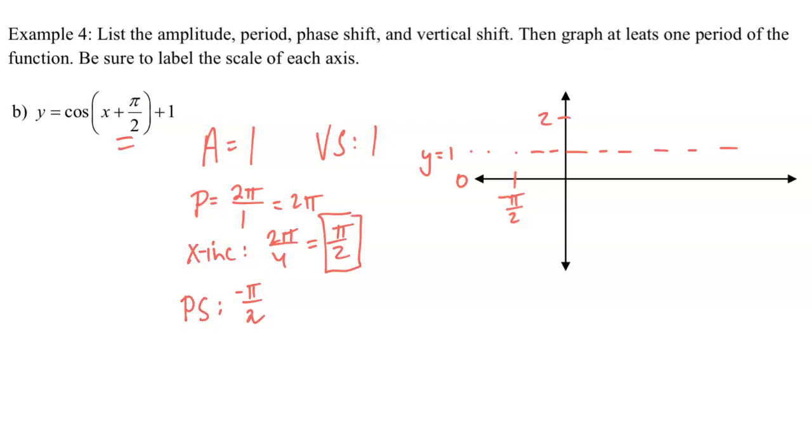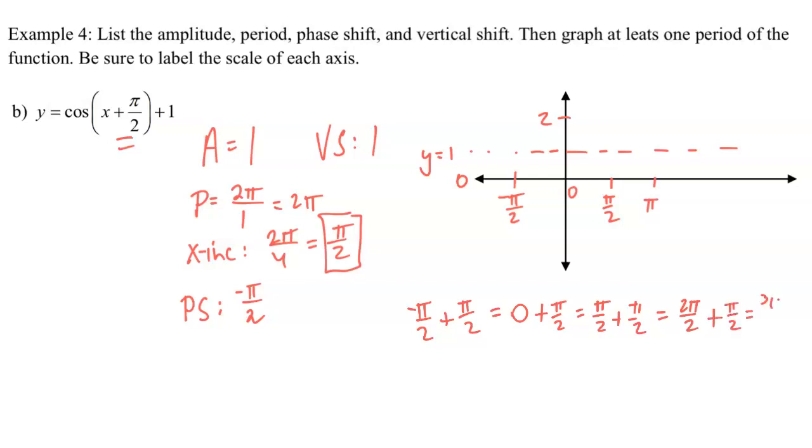So negative pi over 2 plus pi over 2, I can write that down just so that it's totally clear. That is going to cancel and give me 0. So that will be my second x value point. If I add another pi over 2, that's going to equal pi over 2, which I'll put right here. And then finally, adding again, pi over 2 plus pi over 2 is going to be 2 pi over 2. When I put that on my graph, I'm going to reduce it to become pi. And then finally, plus one more pi over 2, that's going to give me 3 pi over 2.